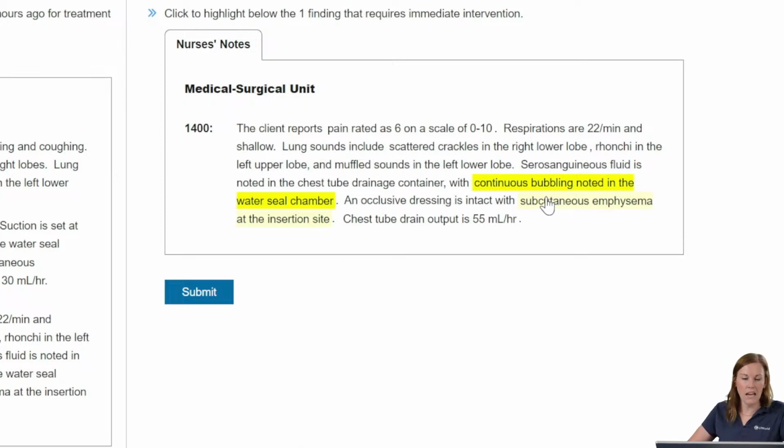Okay, and then the other option is subcutaneous emphysema at the insertion site. A little bit of this is okay. Again, that means there's some air infiltrating into that subcutaneous area, and it's making those little Rice Krispie feeling bubbles. So we're not seeing a big change in this from time to time. So it's not going to be our correct answer, and nothing we can really intervene on immediately. Okay, and then chest drainage output, 55 milliliters per hour. We're seeing a little bit of an increase, which is good because we know our chest tube is draining, but it's not anything to be worried about. If it was over 100 milliliters per hour, that would be something to worry about. So this continuous bubbling is going to be our correct answer.